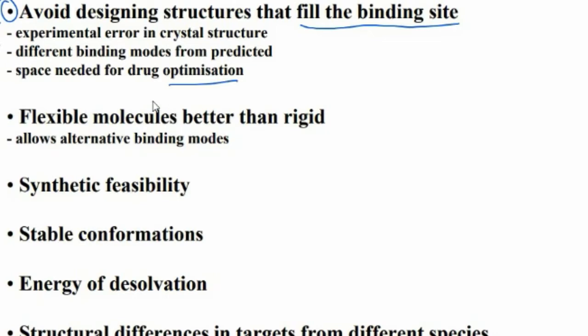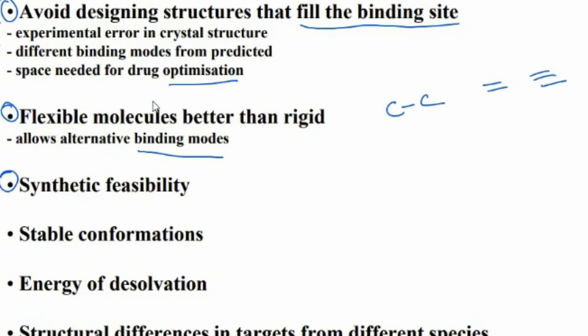Flexible molecules are better than rigid molecules, right? Which means that while designing we have to think of having more carbon-carbon single bonds rather than going for ring systems or double bonds or triple bonds. If the molecule is flexible, that will allow alternate binding modes. So some conformations may have higher binding energy, right? So that's why we have to think of flexible molecules rather than going for rigid ones.